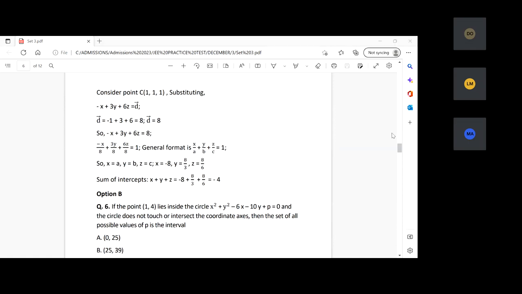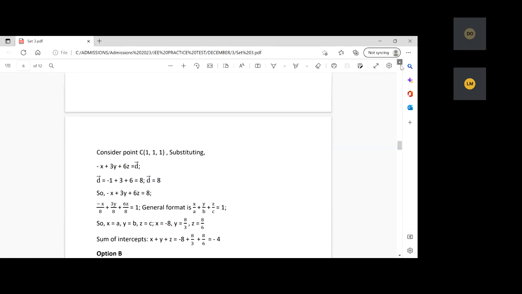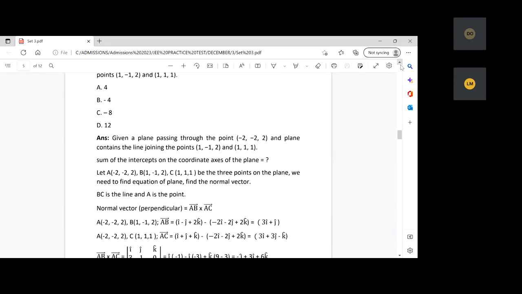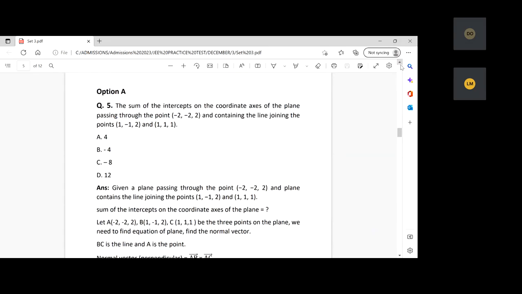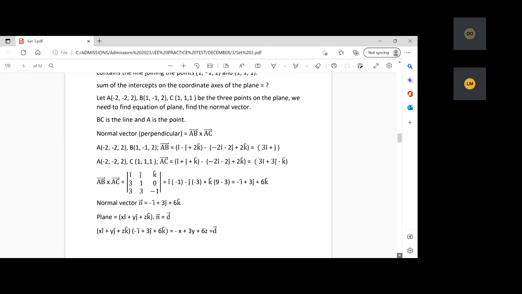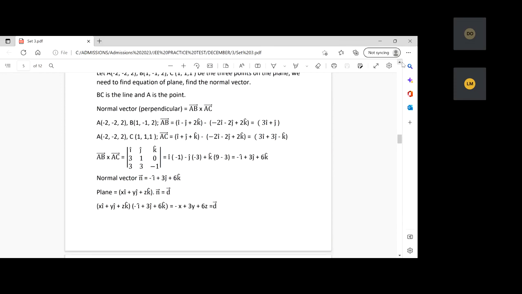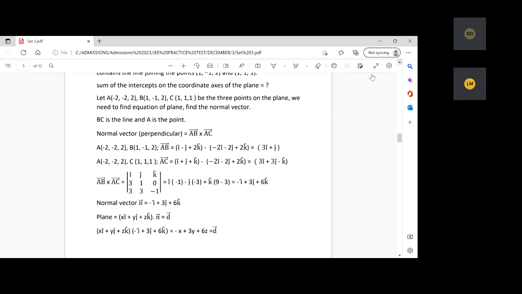I'll just show the question once again. There may be some students who feel confused about this question, so I'll show it again from where we started. These are the 3 points which are given. I hope it's fine up to this. Now you have the line and the point. You're going to find the normal vector. Once you have the normal vector, you know the general equation, and you're going to substitute for it. You're going to find the value of d, then find the value of the intercepts, and add all of them. That's what the question is asking you to find.